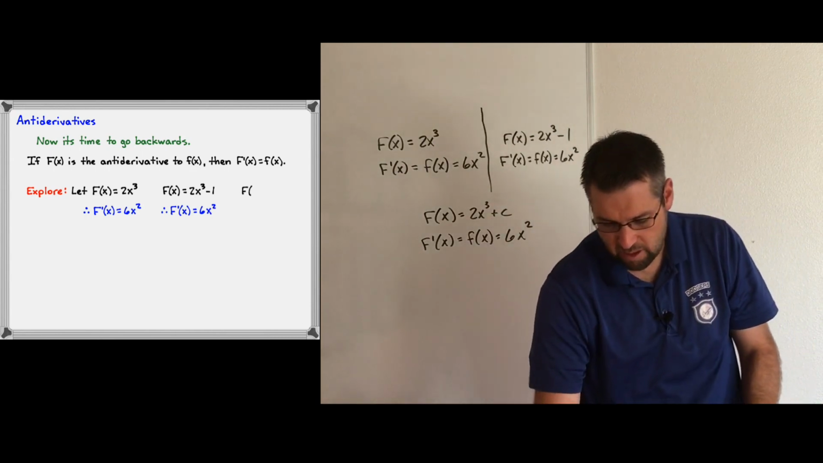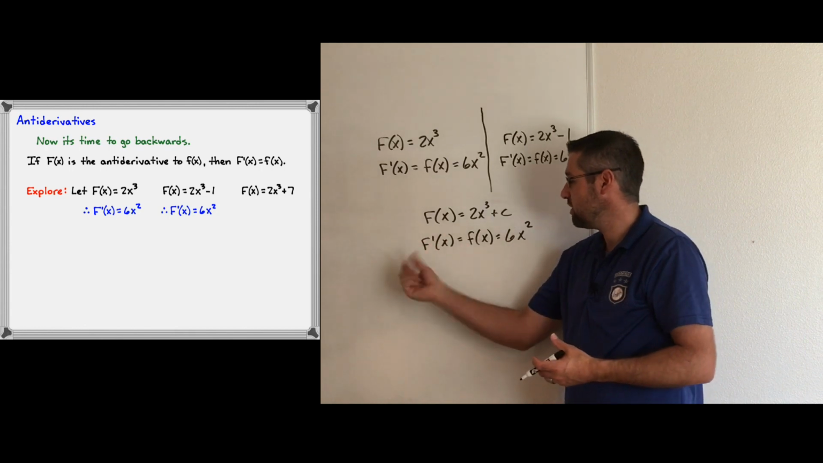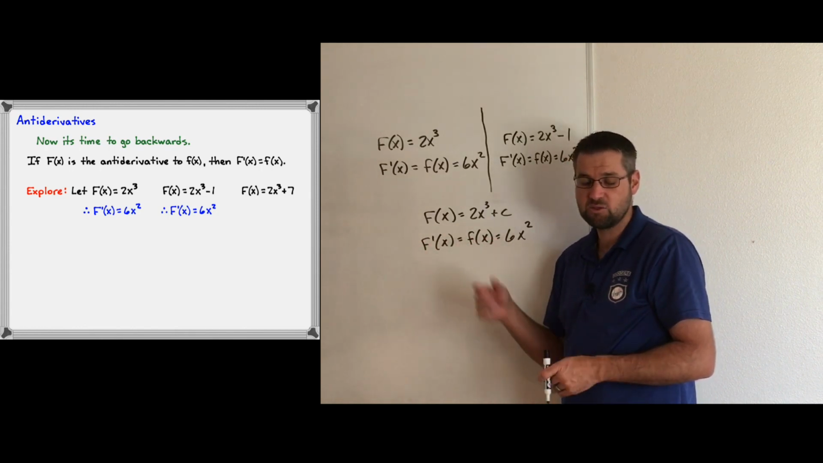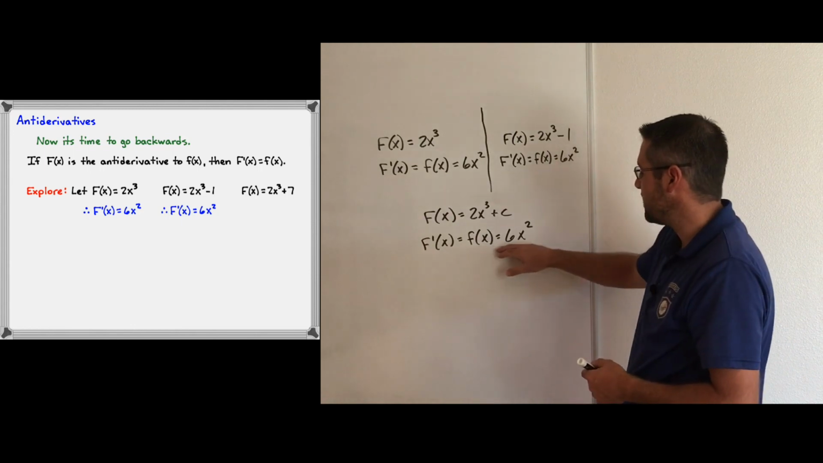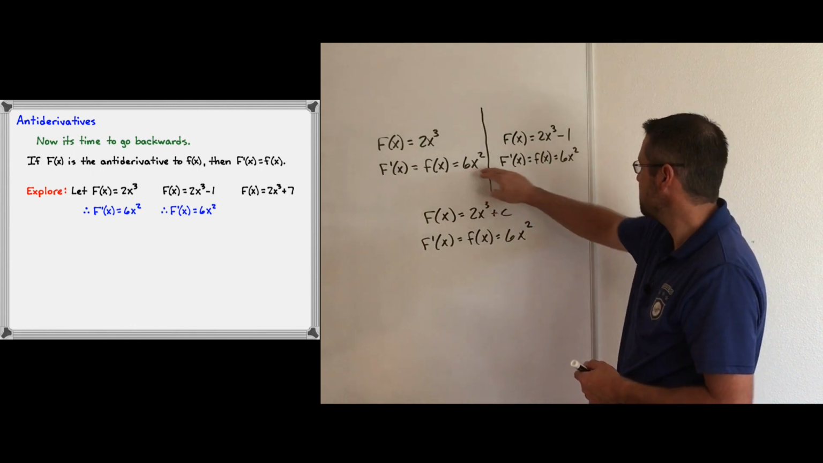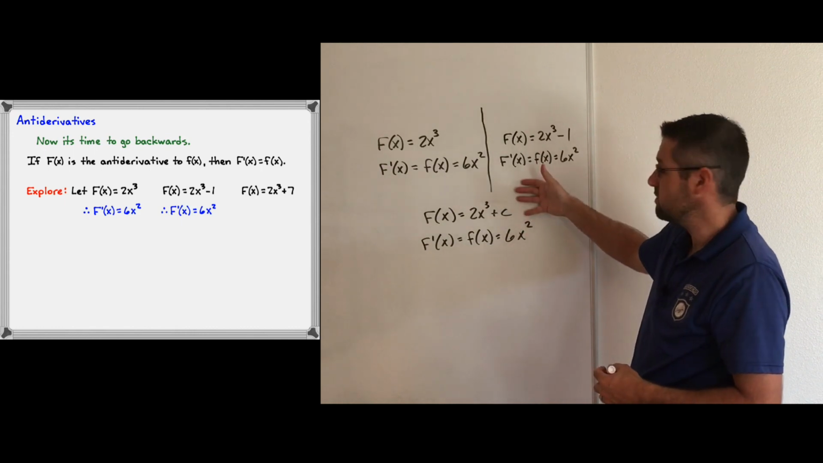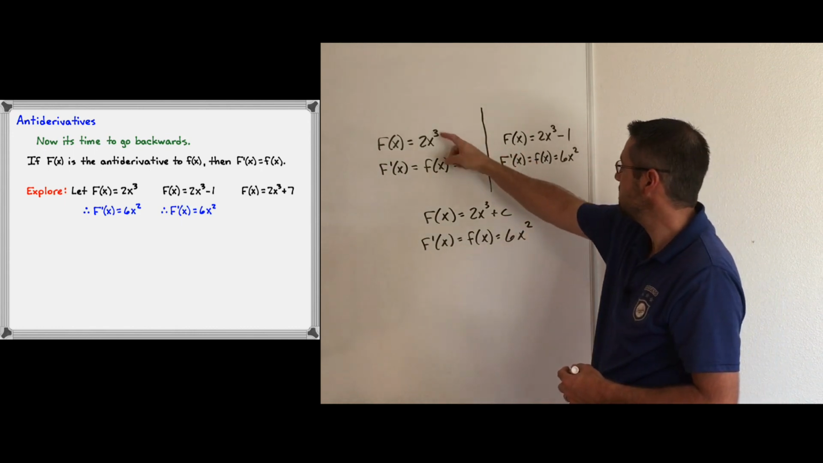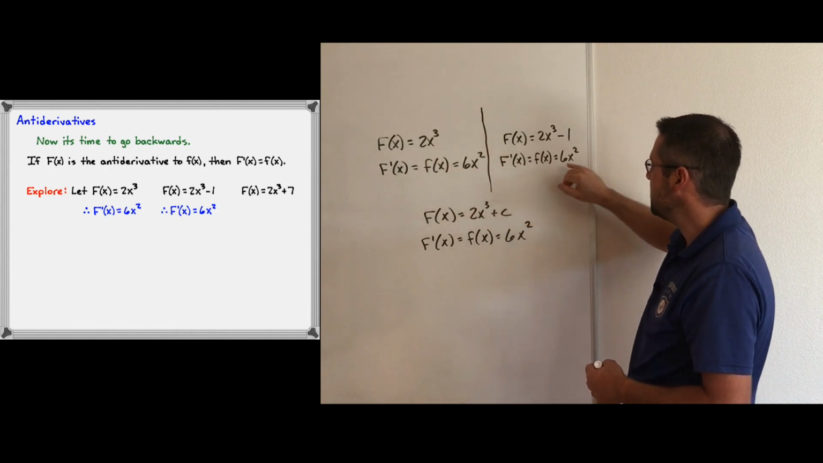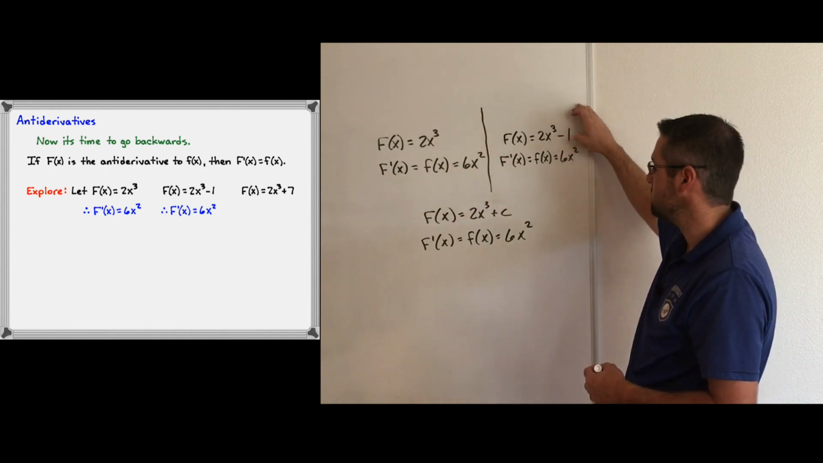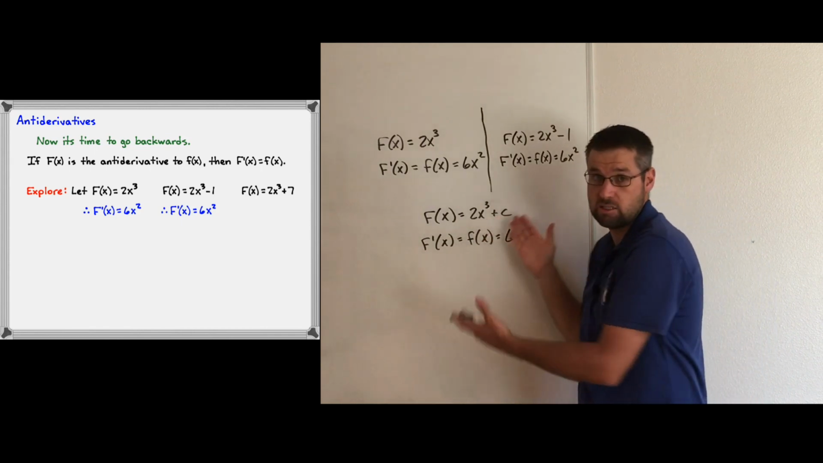is that if capital F of x is the antiderivative of little f of x, we have a problem here. Because all of these f of x functions are the same, but all of their antiderivatives are different. You can see that the antiderivative in this case is 2x cubed, but the antiderivative in this case is 2x cubed minus 1. The antiderivative in this case is 2x cubed plus any constant, really.